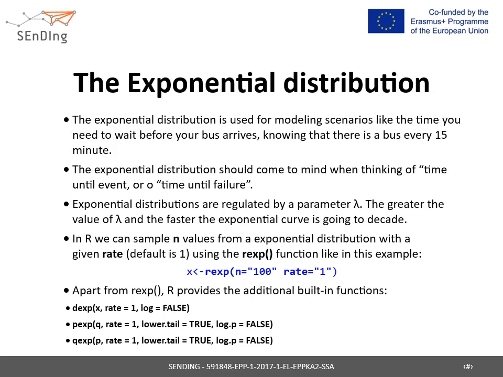In R we can sample n values from an exponential distribution with a given rate. Default is 1, using the rexp function with argument n equals 100 and rate equals 1. R also provides the additional built-in functions dexp, pexp, and qexp.